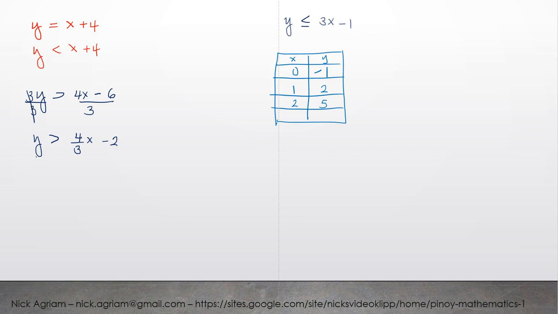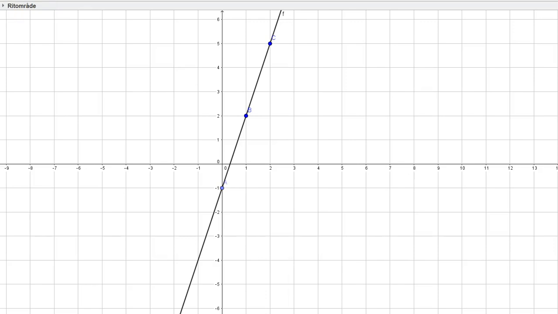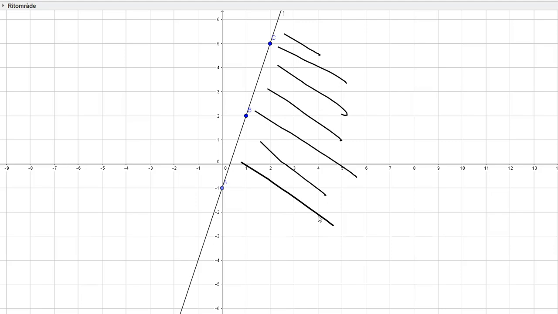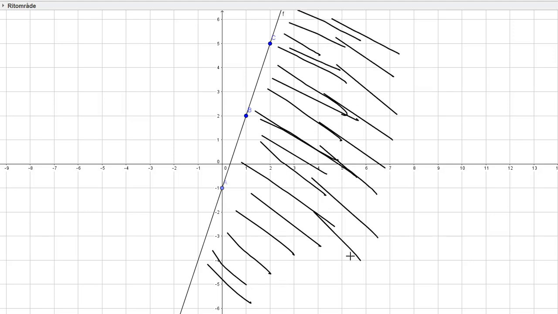All the points in this area are part of your solution. Sorry for the grammar.